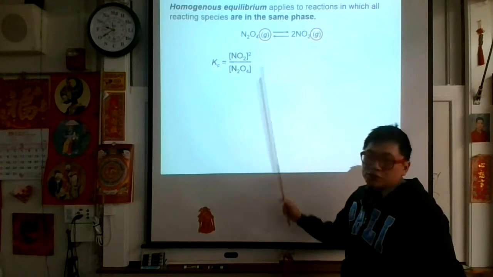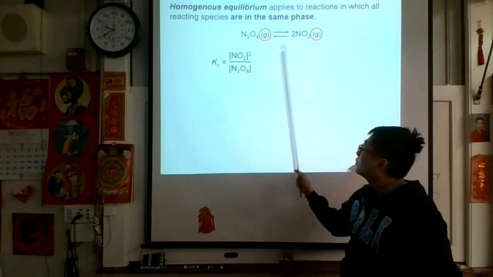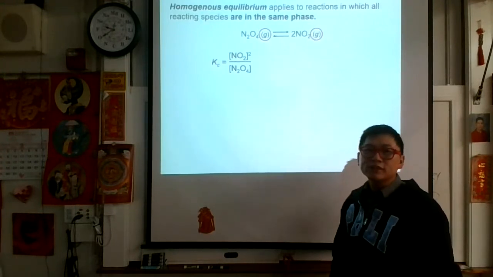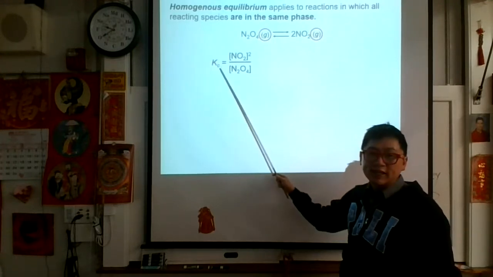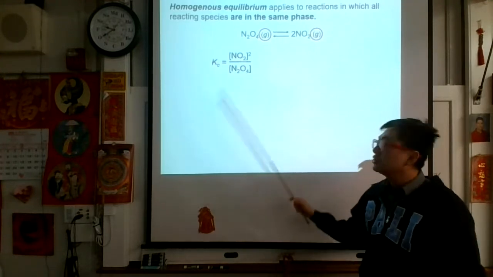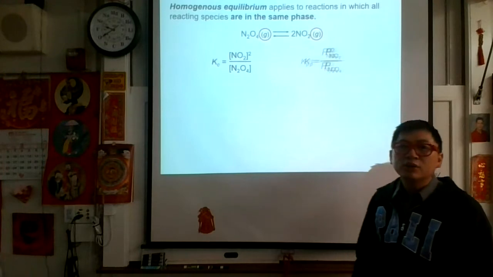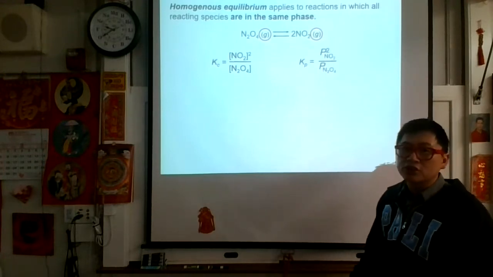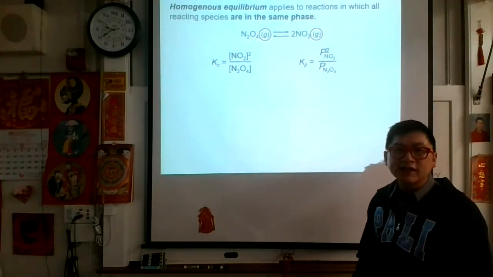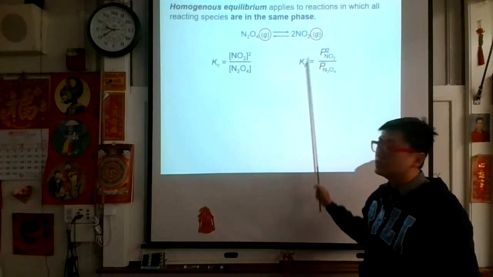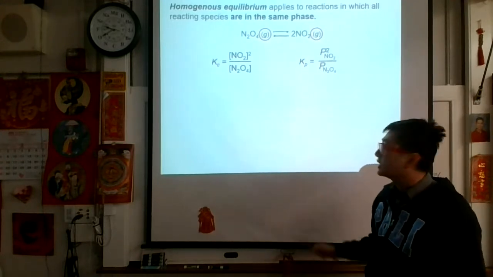So there's two ways of writing this K. We say it's products over the reactants, but we could do it in terms of concentrations. We call that Kc, and concentrations are measured in molarity. Another way to do it is in terms of pressure. Pressure only applies to gases. So if these were not gases, you could not do Kp.